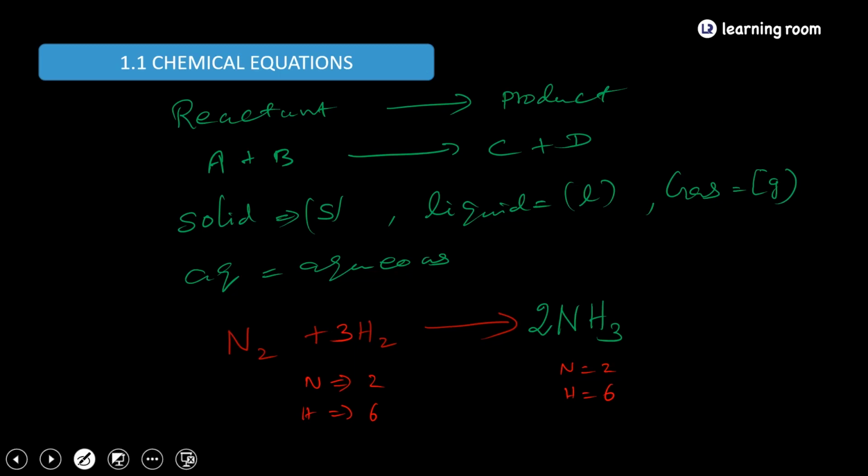So what is the atomic number of nitrogen? Hydrogen, helium, lithium, beryllium, boron, carbon, nitrogen, 7. So the atomic mass becomes 14. You have N15 also, it's an isotope, but the relative atomic weight is 14. So for nitrogen 14, N2 means 2 into 14, 28. It's the mass of N2. For hydrogen it is 1. H2 means 1 plus 1, 2. 3 into 2, 6.